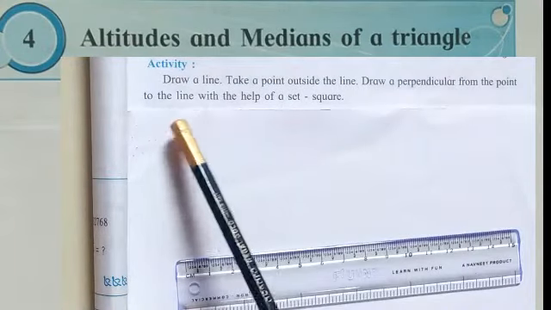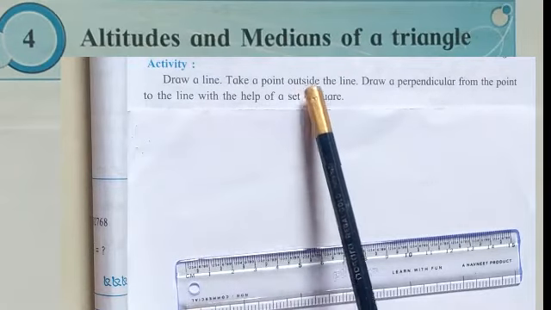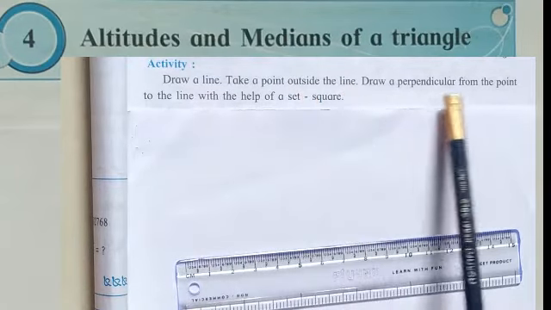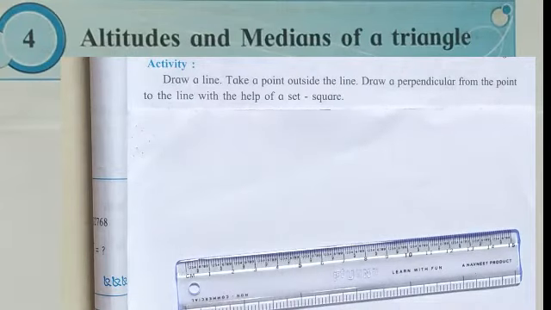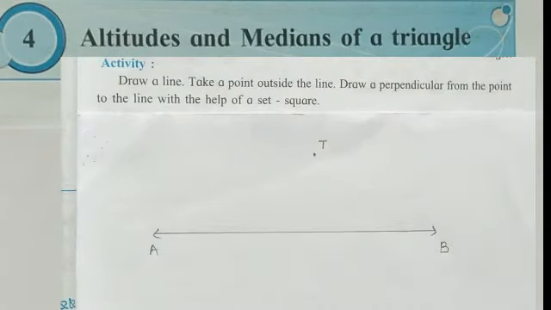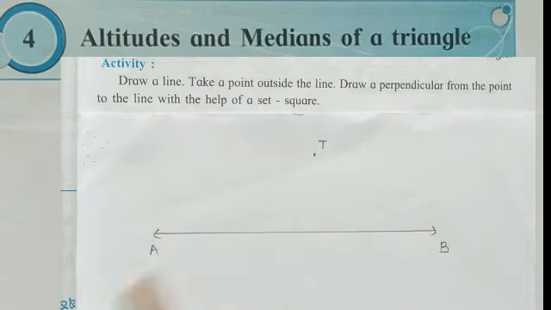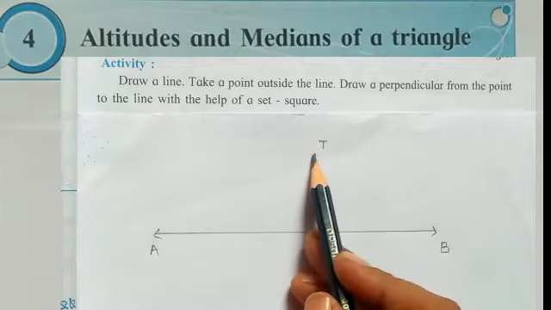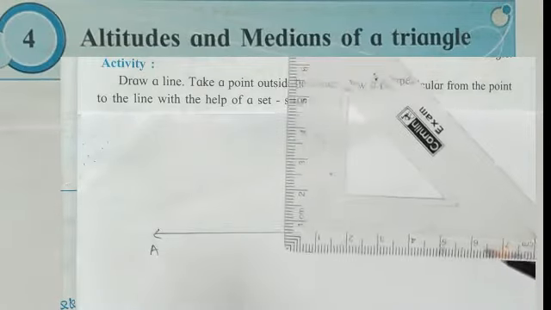Now let's take one activity which helps you to understand it more clearly. We have to draw a line and take a point outside the line. Draw a perpendicular from that point to the line, and with the help of a set square we have to do the activity. This is line AB which I have drawn over the paper, and I have taken the point T which is outside the line. Now from this point T we have to draw the perpendicular with the help of set square.